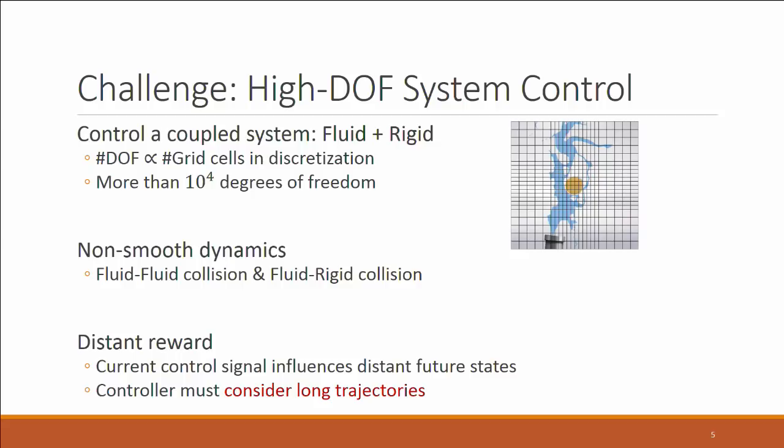And the last challenge we call distant reward. This means that if you apply a control command at your current time step, then the effect of this control command can only be visible after many time steps. So in this case, to achieve effective control, you have to take into consideration a long trajectory, many time steps.